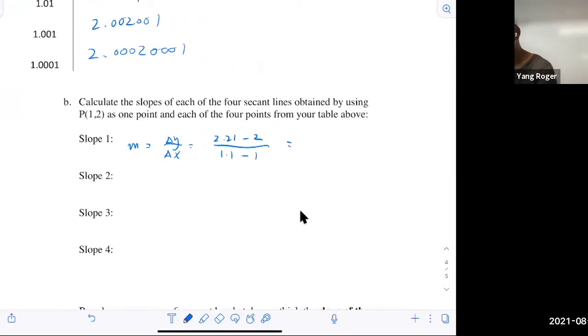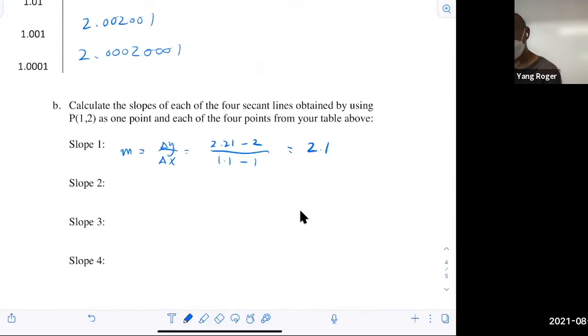So for the first one, you get 2.1. For the second one, you got 2.01. For the third one, you got 2.001. And for the last one, you got 2.0001. So where does it look like this is going? Towards 2.